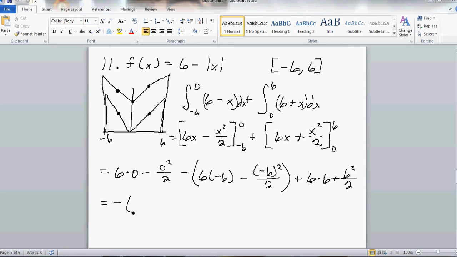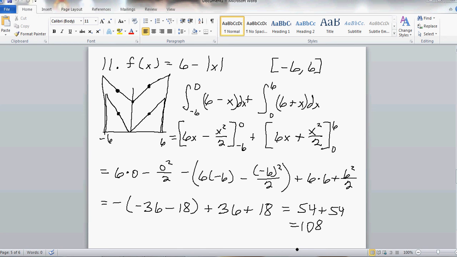So I'll get negative, and then this becomes negative 36 minus 18, because negative 6 squared is 36, 36 over 2 is 18, and it's minus that. Plus, okay, 6 times 6 is 36, plus 6 squared is 36 over 2 is 18. So, let's see, negative 36 minus 18 is negative 54. Negative negative 54 is 54, plus the 54 that this equals out to be, and that is 108.